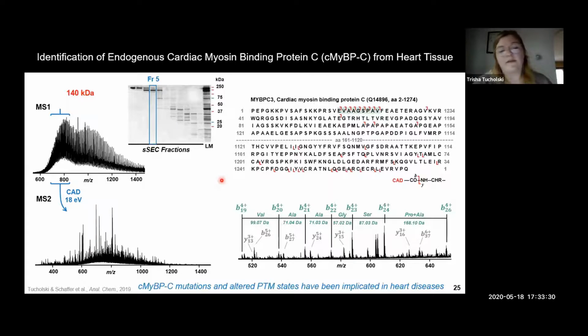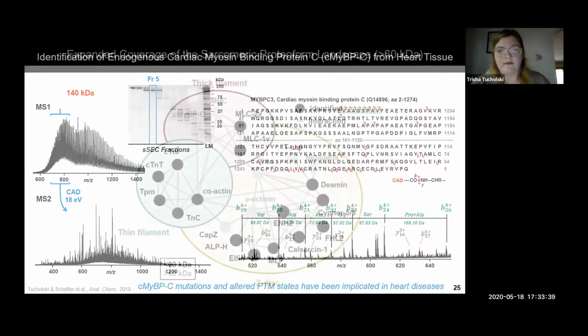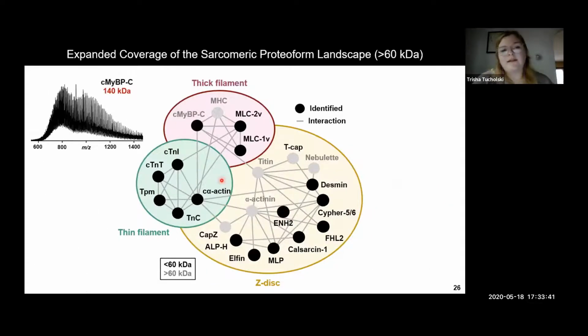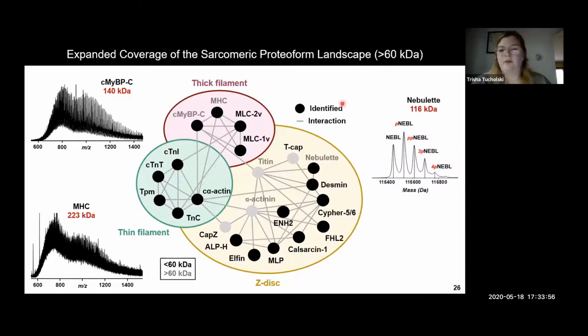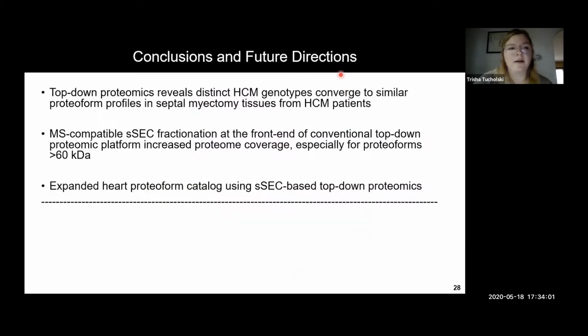And we really care about this protein because mutations and altered PTM states have been implicated in heart diseases, including HCM, which I talked about in the earlier part of this talk. So now we've expanded on the coverage of the sarcomere proteoform landscape using this technology. We were also able to detect myosin heavy chain, 223 kilodaltons. And additionally, we were able to detect nebulette and multiple phosphorylated proteoforms of nebulette, which indicates that it's probably involved in some sort of signaling in the sarcomere.